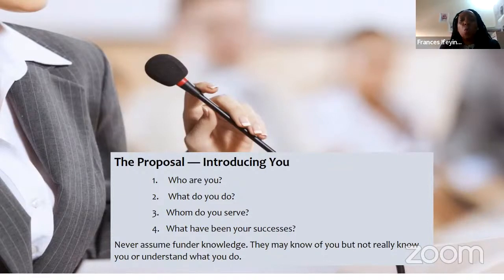So whether you're writing on who you are, what you do, where you work or where you serve, and your successes, the way these are structured is very important. But number 4, I must emphasize here, what have been your successes, very key. If we're looking for research, we're looking for funding, a lot of times they're looking for what? History. They're looking for what? Track record of what? Integrity. Track record of what? Success rate. Track record of what? Results.